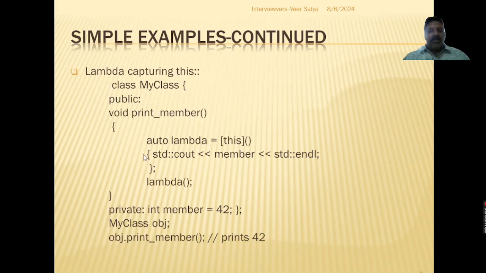Suppose you want to use this in the square brackets of a lambda function, so you refer to the regular member function objects. If you declare my class object, it will be object dot print member, but this print member is where internally you are referring to the function. So this is a function which is executed.